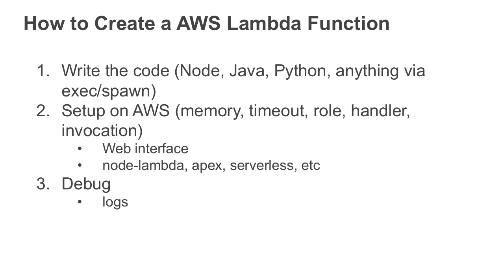Well, there's a little bit more involved because writing the code, it's going to require a bit of work to get the code just right. You can write the code using Node or Java or Python or anything you want using an exec or spawn. And then setting up AWS, that's actually the really easy part. There's a web interface for doing it. Super easy to do. It will get a little annoying after the first time. Yeah, maybe 1 or 2 Lambdas you set up, but then you're going to want to find another way to do this. And then debugging, you're not going to have the fancy debuggers that you're used to.